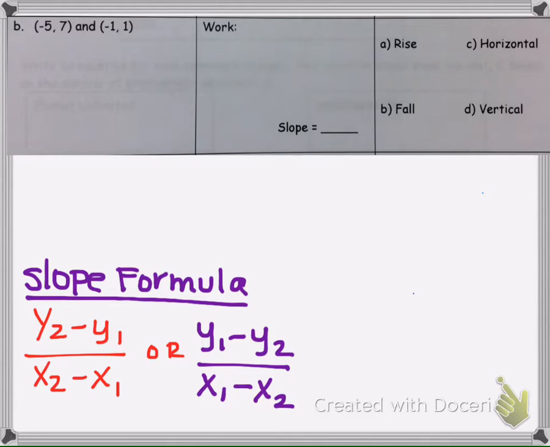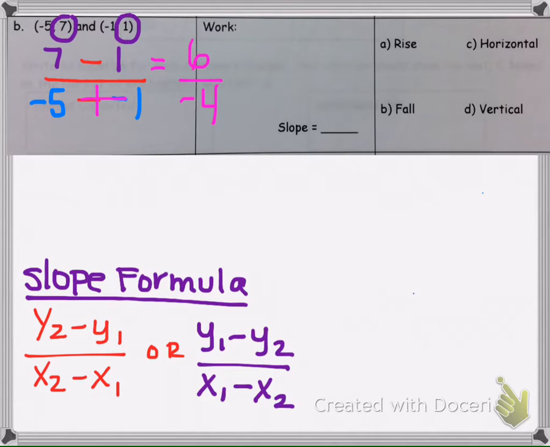Okay, so I say to myself, rise over run. Rise sounds like wise. So I'm going to subtract the y values. These are the y values. So I'm going to do 7 minus 1. Then I'm going to subtract the x values. So negative 5 minus negative 1. So that would make 6 over negative 4.